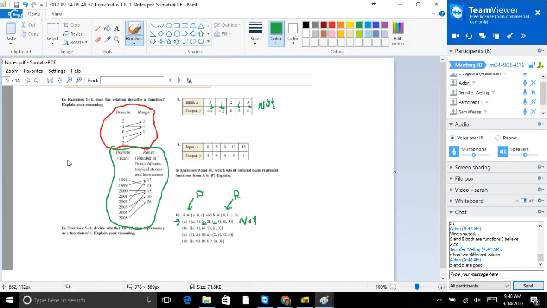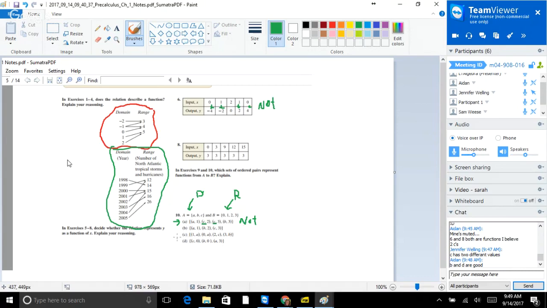Okay. Aiden votes that B and D are good. Aiden, I agree with you. B is good. That's easy peasy, right? A matches to 1, B matches to 2, C matches to 3. We didn't use 0, but that's okay, because our criteria number 3 says not everything in our range has to match. So that's good. Same with D. D is good.